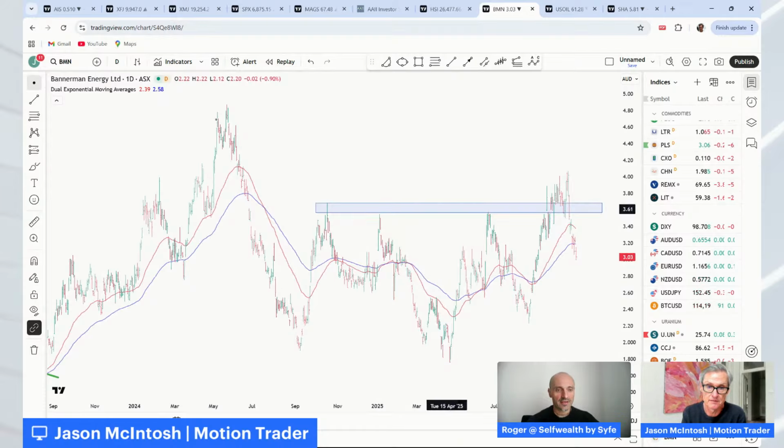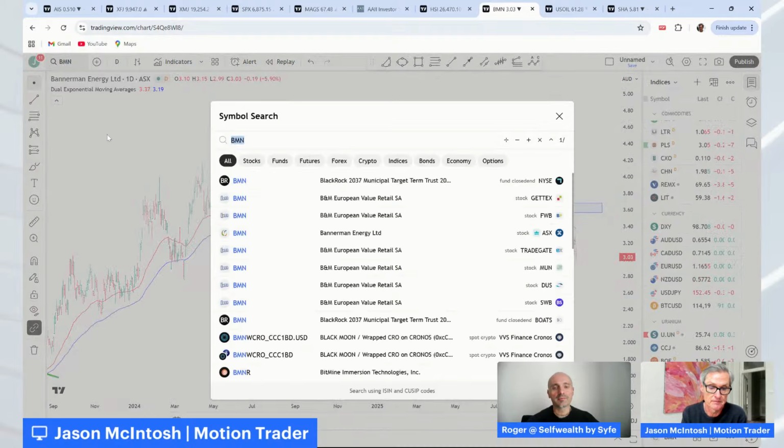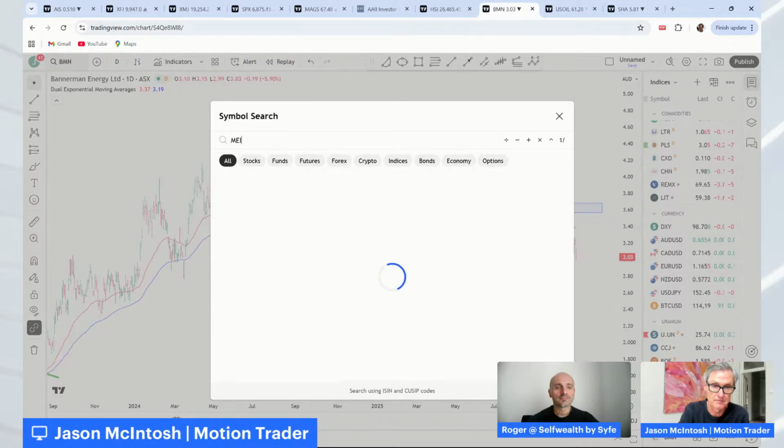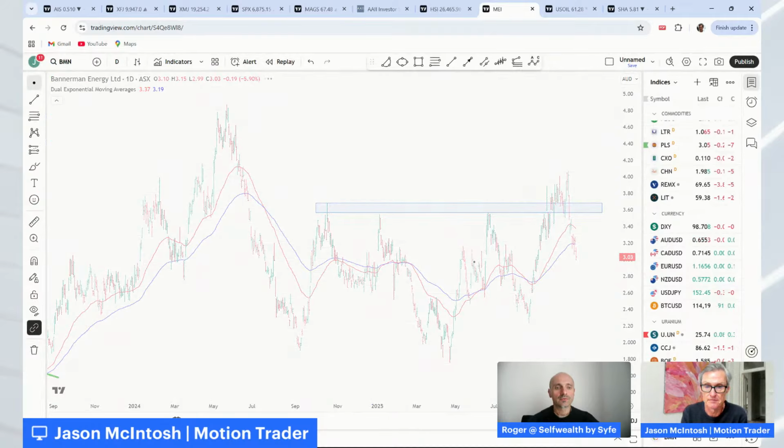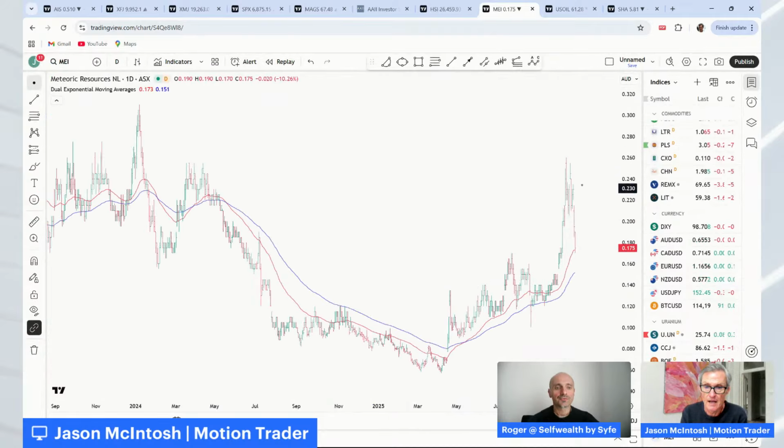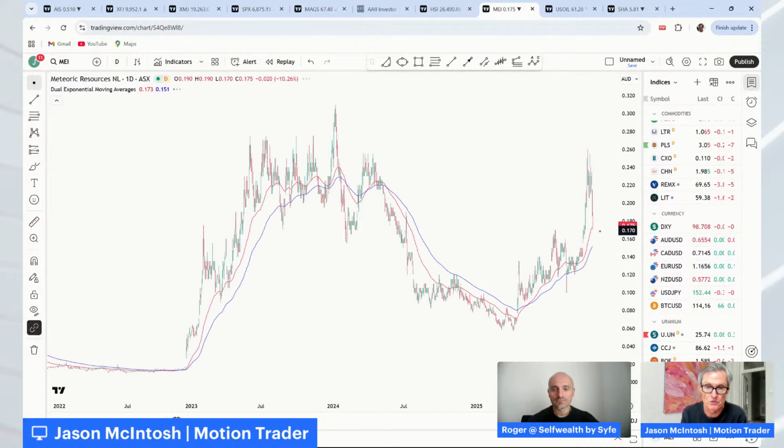Okay, fantastic. G'day, Robert. Let's have a look at MEI, please. Yeah, look, it's gone up quickly and it's come back just as quickly. It's at the averages now, so this is where initial support should start to come in.